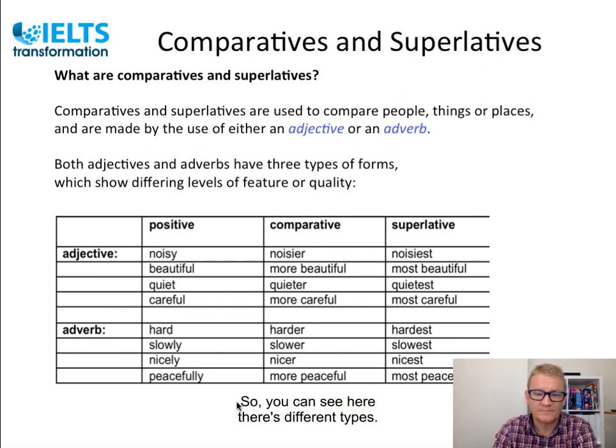So you can see here there's different types. There's ER, and then you can add ER or more. Now there are particular rules about this, which we will talk about next.